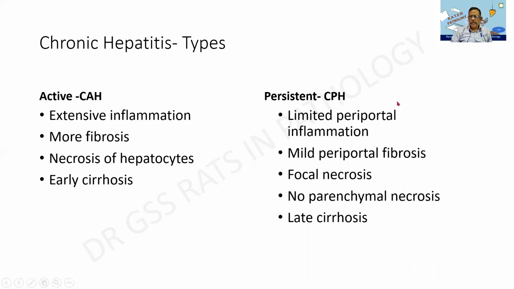Chronic persistent, on the contrary, you find that there is a limited periportal inflammation, milder fibrosis, focal necrosis, and there will be a very late cirrhosis.